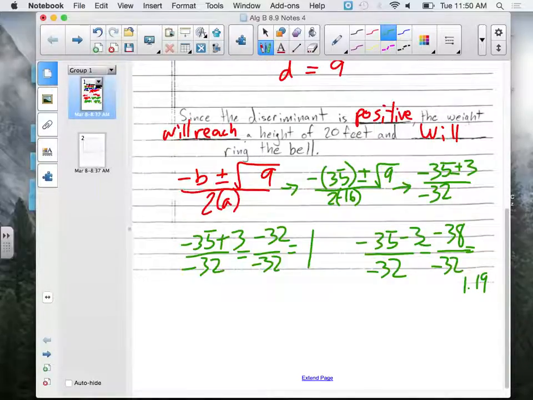So these are our two solutions for our quadratic equation, and that means at these times, because we were solving for t, we were looking for the time at which our weight would ring the bell and we would get a prize. So at 1 second and 1.19 seconds, that means our quadratic hits 20 at both of those points.